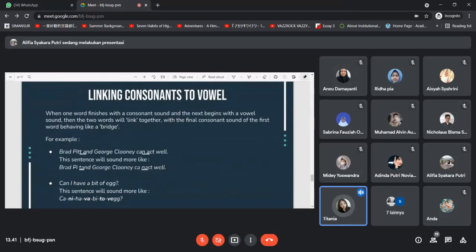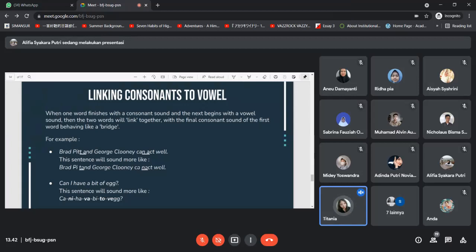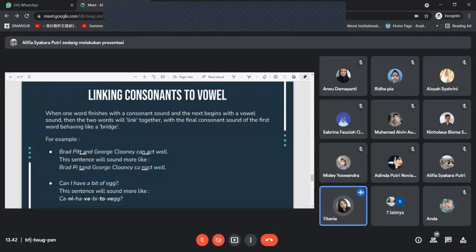Linking consonants to vowel. When one word finishes with a consonant sound and the next begins with a vowel sound, then the two words will link together, with the final consonant sound of the first word behaving like a bridge. For example, Brad Pitt and George Clooney can act well. This sentence will sound more like Brad Pitt and George Clooney can act well. Another example: can I have a bit of egg? This sentence will sound more like can I have a bit of egg?